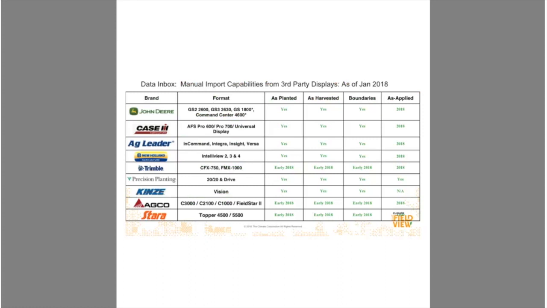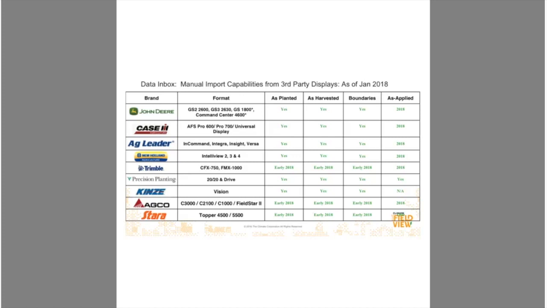So we can move as planted, as harvested, and boundary files from a lot of different systems. Most John Deere systems, most Case systems, most Ag Leader systems, most New Holland systems. The Trimble stuff is coming. I don't think it's quite ready yet, but if you have data in a CFX 750 or an FMX 1000, we will be able to move that data soon.